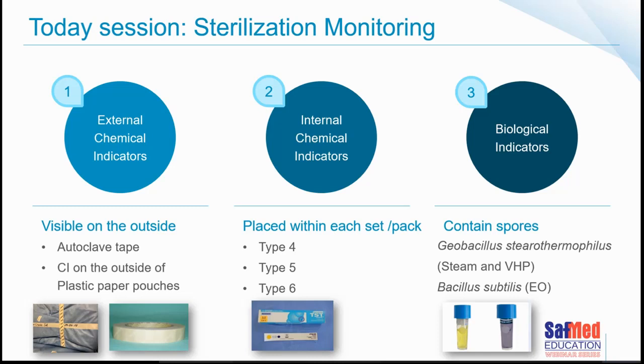External chemical indicators are visible on the outside of the pack, like, for example, an autoclave tape, which we personally would apply to a particular type of pack. Chemical indicators are also often found on plastic paper peel pouches. They are already preformed or impregnated into the packaging material.